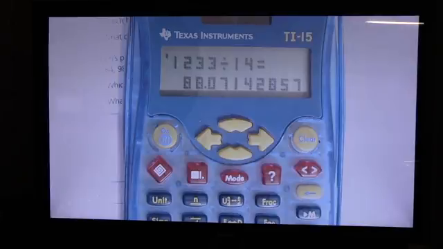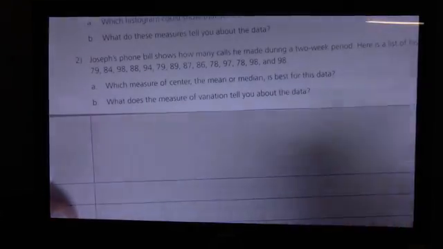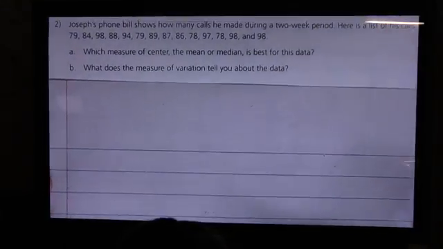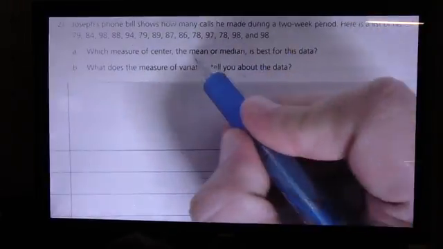Now, since 0.0714 is such a small amount when I look at the overall set of data, I'm just going to round to 88. I'm just going to leave my mean as 88. So, I'm going to say then that my mean is 88. Now, I'm just going to make a little note of that.